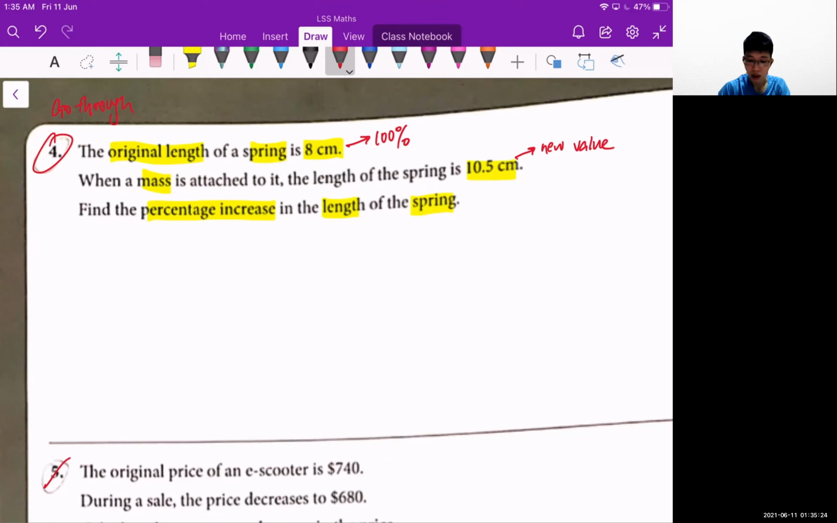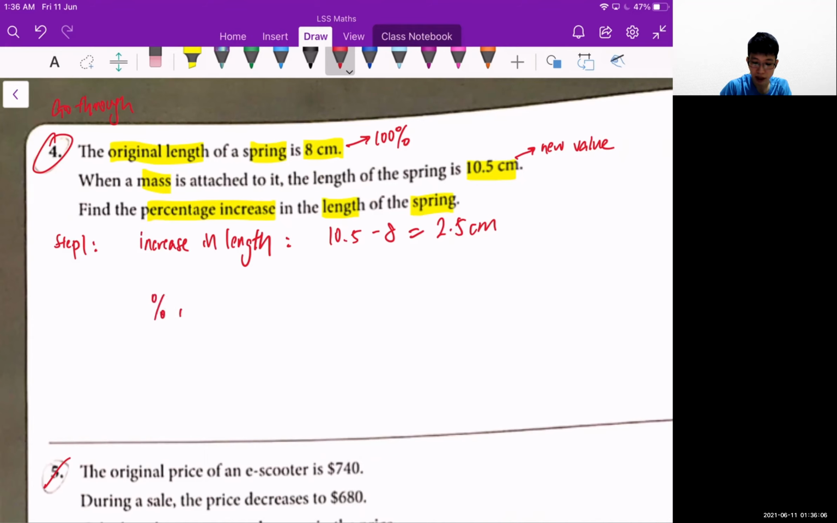So first step, step 1, find out what is the increase or decrease in the length. In this case, this one is increase. So the increase in length will just be 10.5 minus 8 cm. Okay, let me write the unit at the back. So 10.5 minus 8 equals 2.5 cm. So this is the increase in length. So once you have found the increase in length, you are able to find what is the percentage increase already.